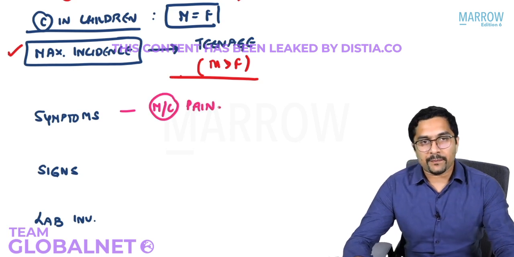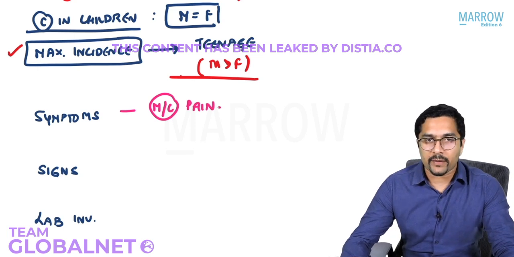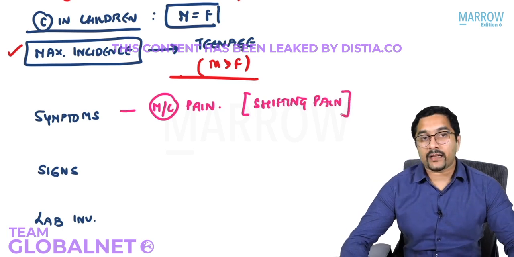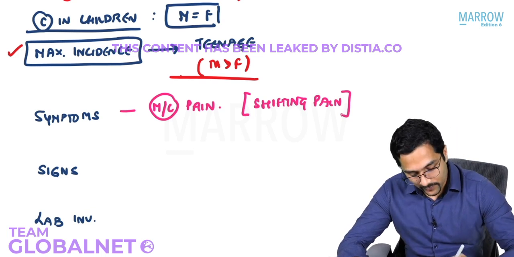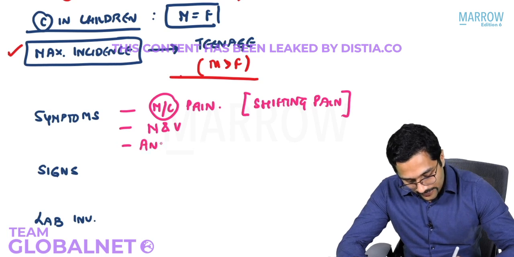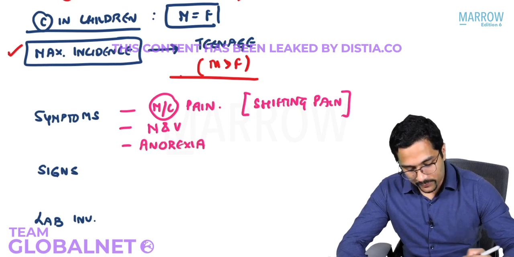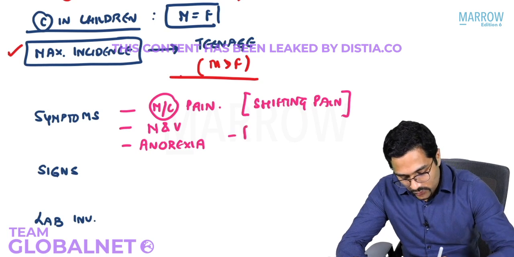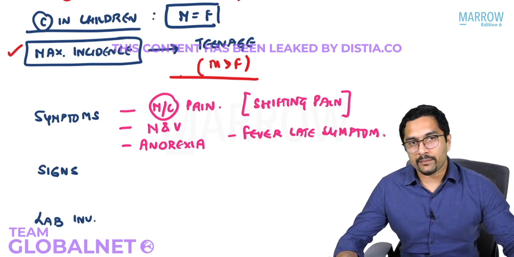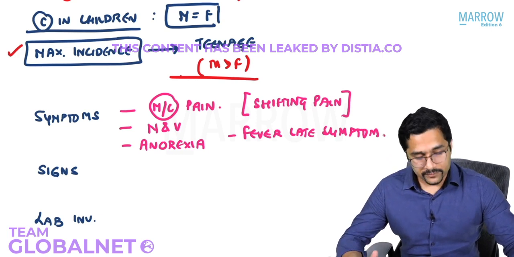Now, the most common symptom of acute appendicitis is pain. The patient will typically complain of shifting pain. Shifting pain is that it starts in the periumbilical region and shifts to the right iliac fossa. Patient can also have nausea and vomiting. Anorexia is a very important symptom. And fever is usually a late symptom which is seen with acute appendicitis. So these are the symptoms with which the patient can usually present to the emergency.